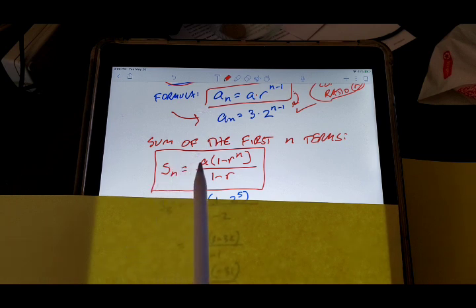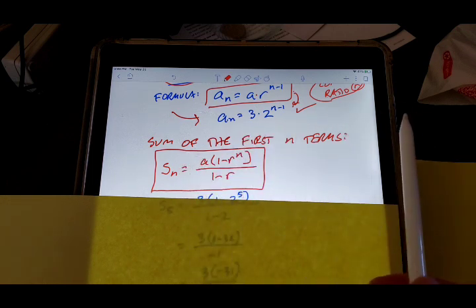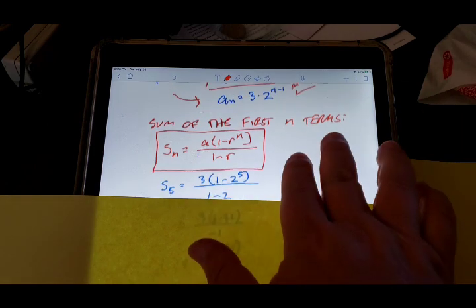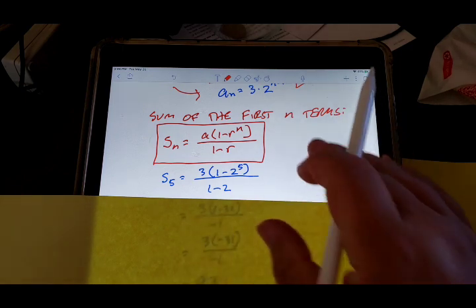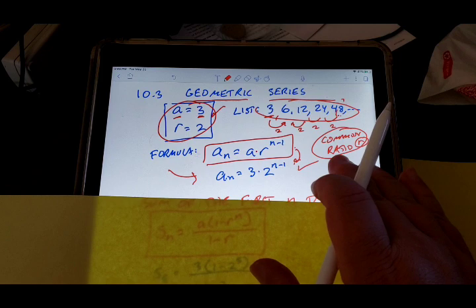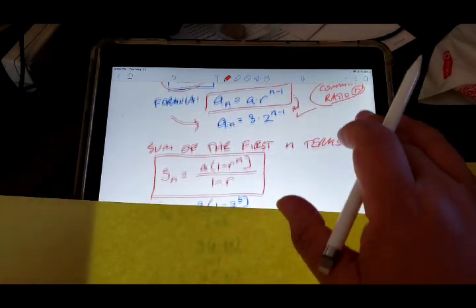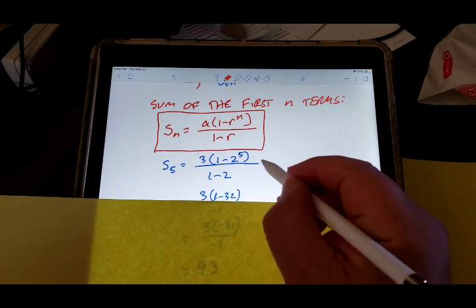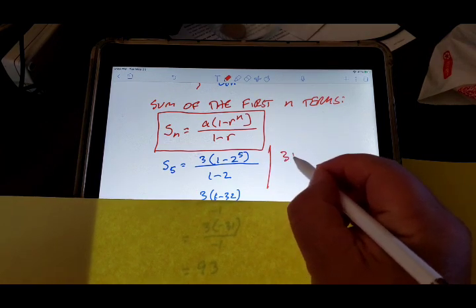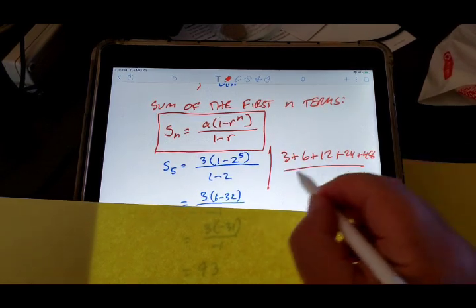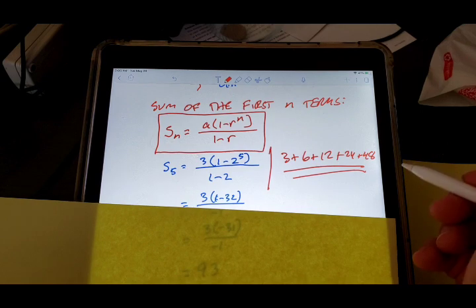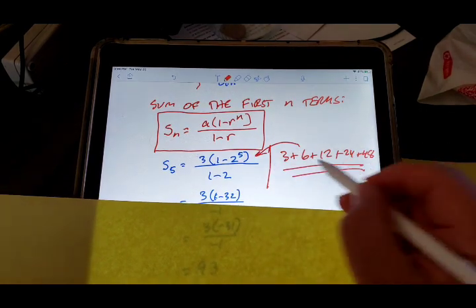S sub n equals a times 1 minus r to the n, over 1 minus r. And I just want to remind you, if the formula has r in it, r means that's the multiplier from one step to the next. Let me write the previous problem down here in its new form. I have 3, 6, 12, 24, 48. What I want to do is find 3 plus 6 plus 12 plus 24 plus 48. And I can do that using this formula instead of just adding them up.